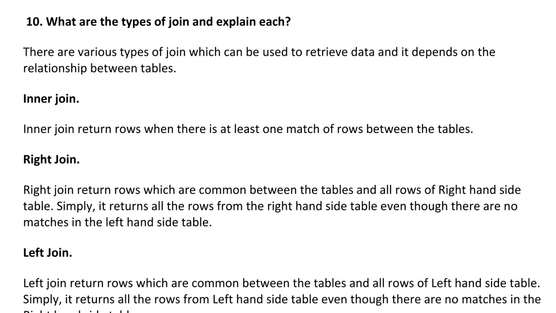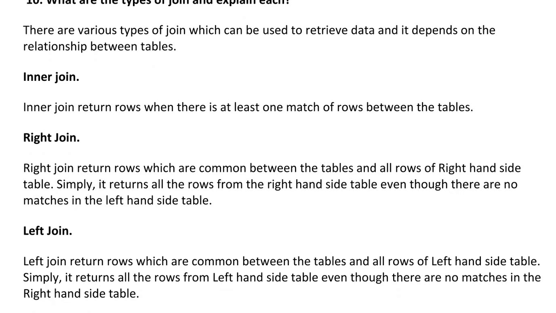Next question is, what are the types of joins and explain each. There are various types of joins which can be used to retrieve data and it depends on the relationship between tables. First is inner join. Inner join returns rows when there is at least one match of rows between the tables. Next is right join. Right join returns rows which are common between tables and all rows of the right hand side table. Simply, it returns all the rows from the right hand side table even though there are no matches in the left hand side table.